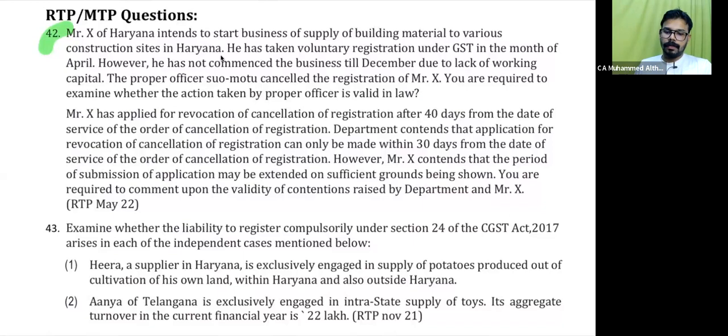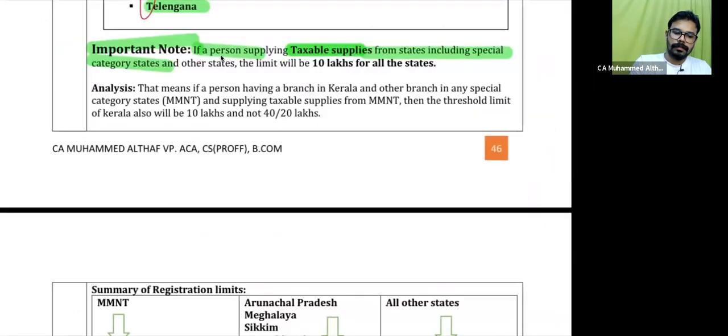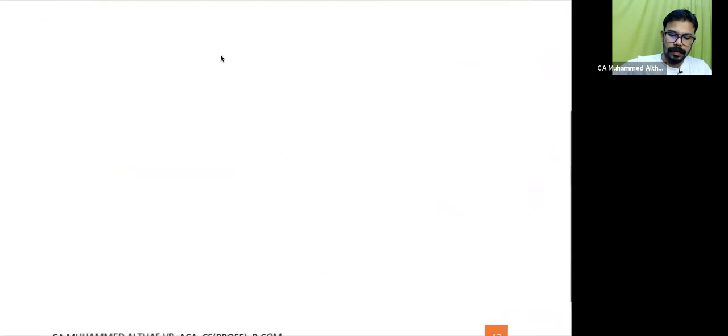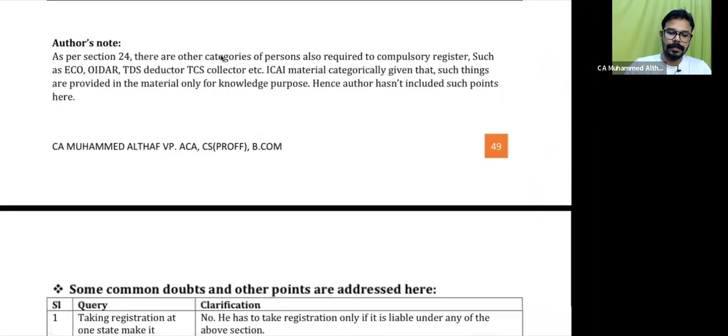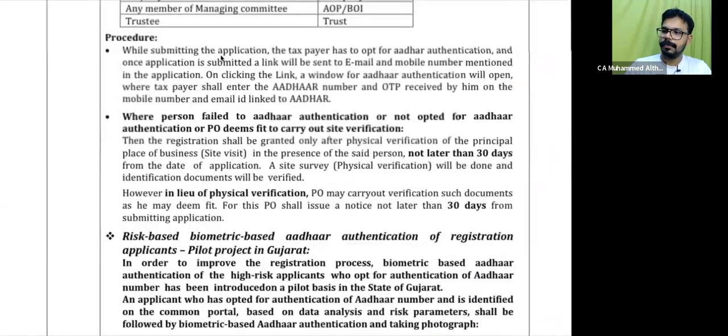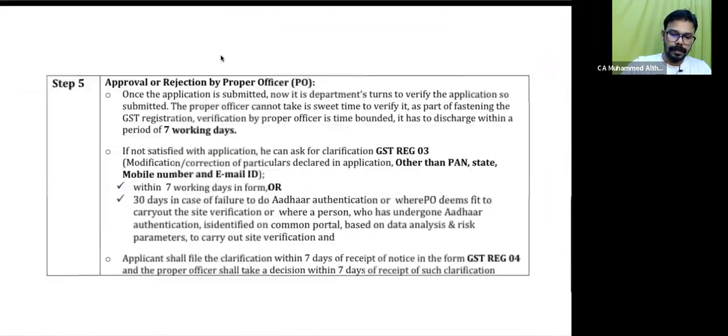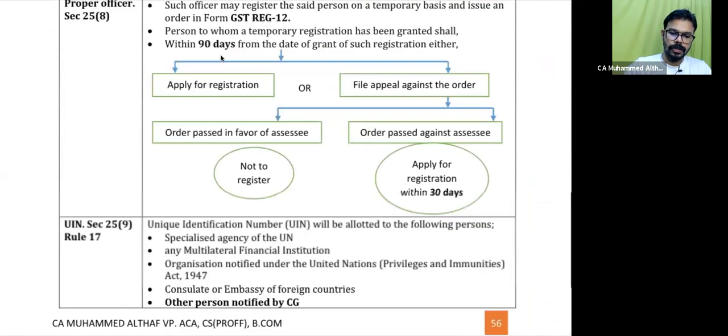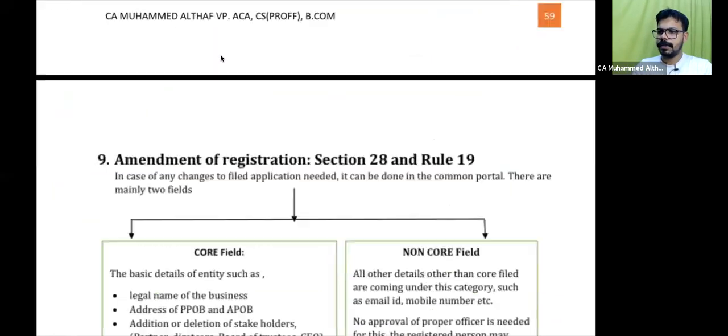What they are saying is that he has taken a voluntary registration in the month of April, but he has not commenced the business up to December. Then the proper officer cancels the registration. Is the action of the proper officer valid, buddies? Can the proper officer cancel a registration if he is not starting the business?